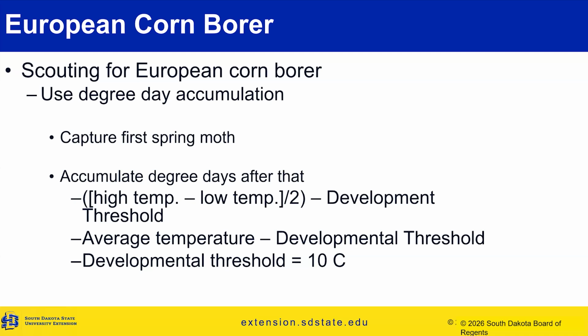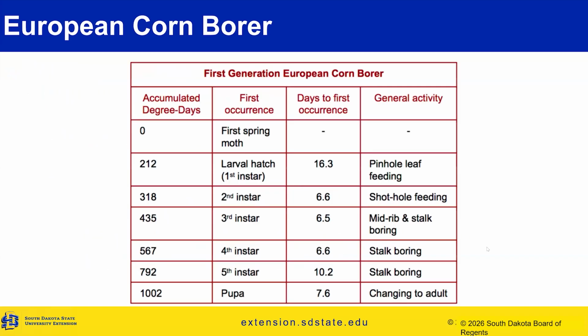So essentially each day, after we capture the first spring moth or from January 1, you're calculating the average temperature minus the temperature the insect needs to develop. And you then add those numbers up. So the result that you get from this, you start adding those up and you use this to compare to the table.